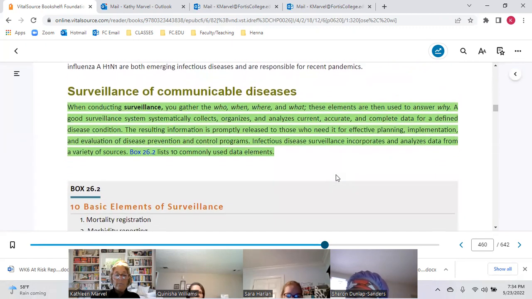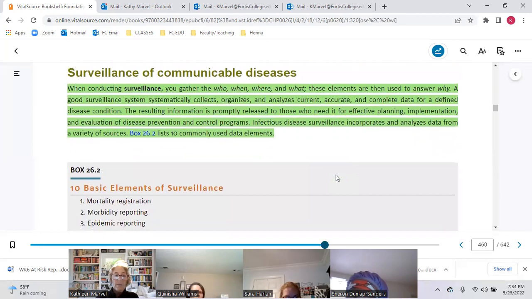How do we surveil? So when we're doing surveillance, we gather the who, when, where, what. And when we gather the who, what, we've already talked about this. Remember this in the epidemiology chapter? And then we use the who, when, where, what to answer why.